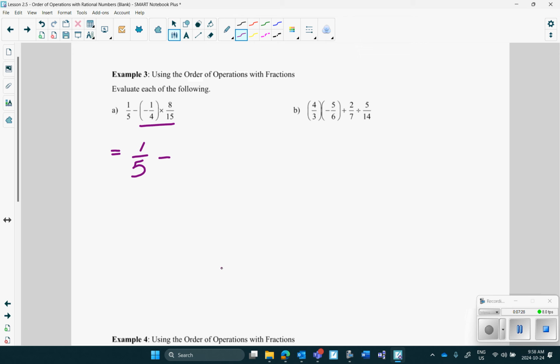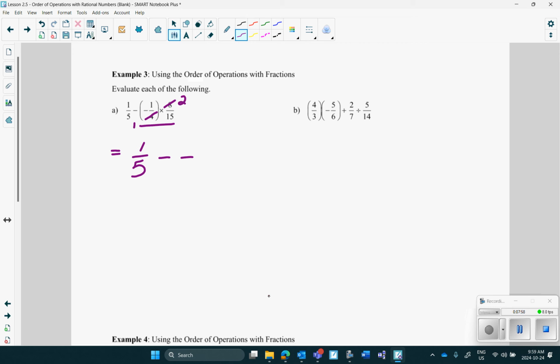Is my answer to this going to be positive or negative? Negative. Negative. So we've got two negatives, so as you say, we're going to change that to a positive after. And now we multiply. Remember, we can reduce before. What could I reduce? 4 and 8, I could divide each by 4 to get 1, 2. Good.